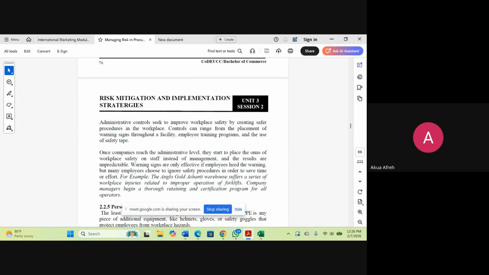Or let's say there are always workplace accidents, a risk you've identified. The administrative control that we can use is safety training. You train your employees on the machinery and equipment you are using to prevent workplace accidents. And because of tiredness or fatigue, you can do shift rotation to reduce fatigue so that workplace accidents will be reduced. This is what we are talking about.